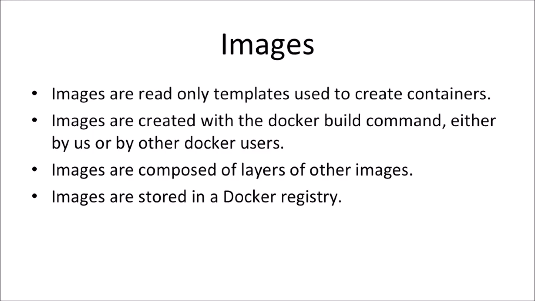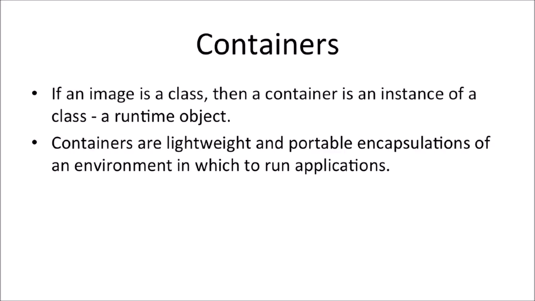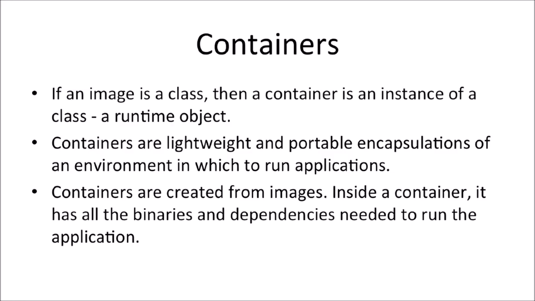Images are stored in a Docker registry, such as Docker Hub. We'll talk about it in a minute. Next, we'll talk about containers. To use a programming metaphor, if an image is a class, then a container is an instance of a class, a runtime object. Containers are hopefully why you're using Docker. They're lightweight and portable encapsulations of an environment in which to run applications. We create a container from an image and then run the container. And inside that container, we have all the binaries and dependencies we need to run our application.